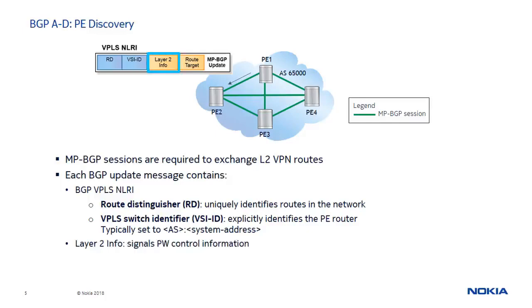The BGP update also contains a Layer 2 info extended community to signal Pseudowire control information, including the Pseudowire status and Layer 2 MTU. And finally, a route target to control the distribution of Layer 2 VPN routes.